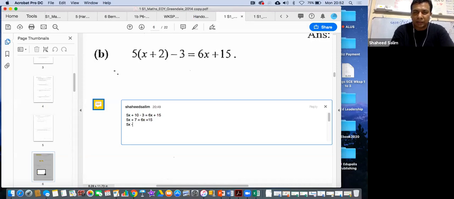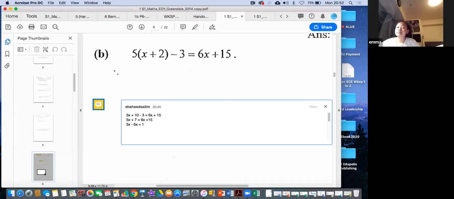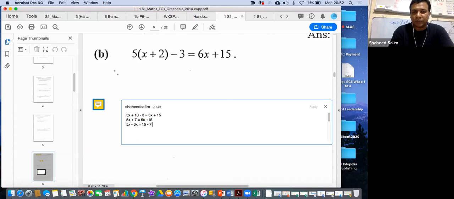Correct. Minus 6x. And then the 7, we can bring over that side. It becomes minus 7, right? Plus 7 becomes minus 7. Do you agree? Yeah. So there's 15 here, minus 7.